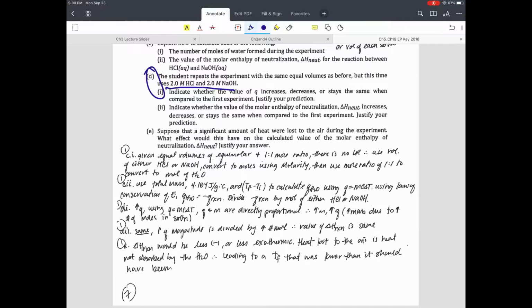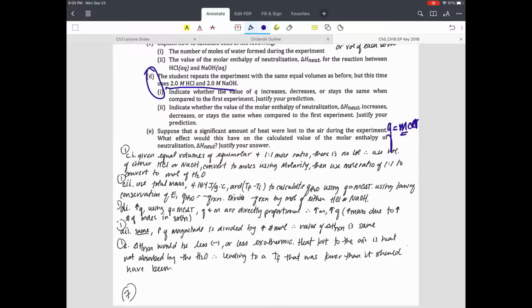A lot of you went with, oh, mass doesn't change, therefore Q doesn't change. And yes, that's true, given this equation, Q equals mC delta T. If mass does not change, Q does not change. But while the mass of the respective solutions might not change appreciably, you can't throw away all the chemistry that you know.